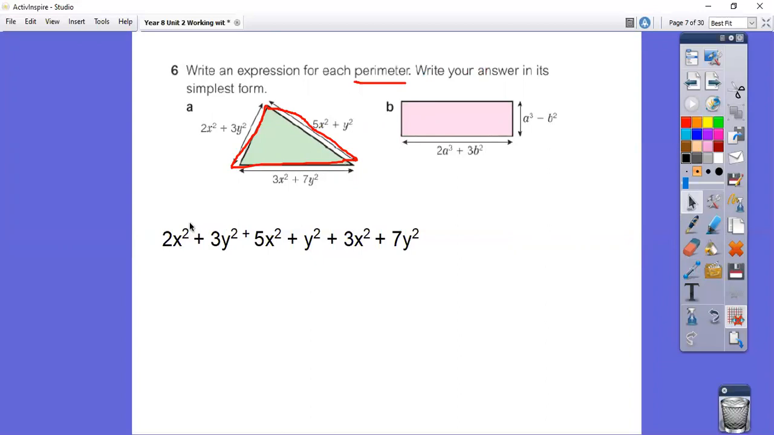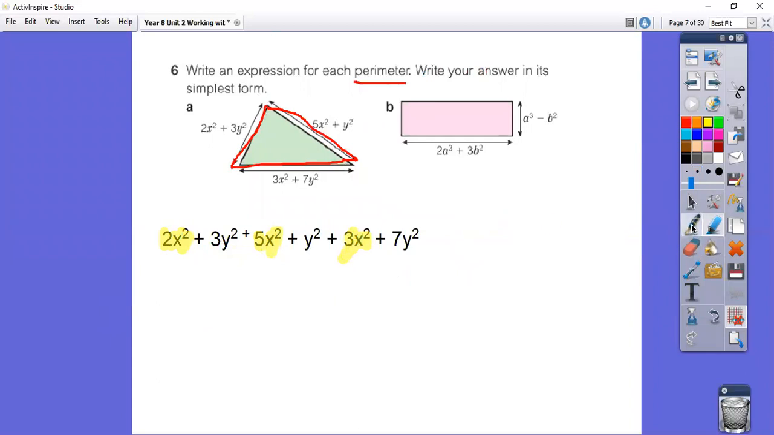So I've written it out for you here. We've got 2x squared plus 3y squared plus 5x squared plus y squared plus 3x squared plus y squared. So again, remember to collect the same creatures. So we've got x squared here, 2x squared. Where else is x squared? You've got 5x squared and 3x squared. So 2x squared plus 5x squared plus 3x squared.